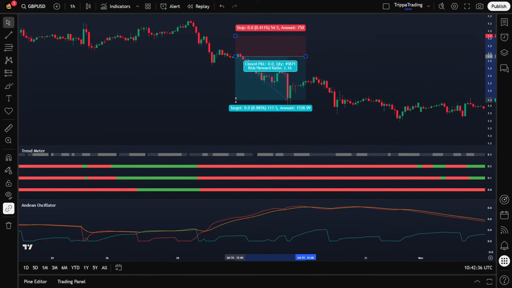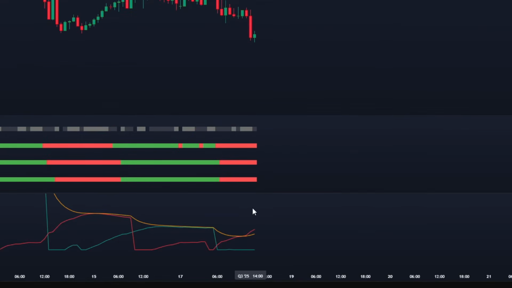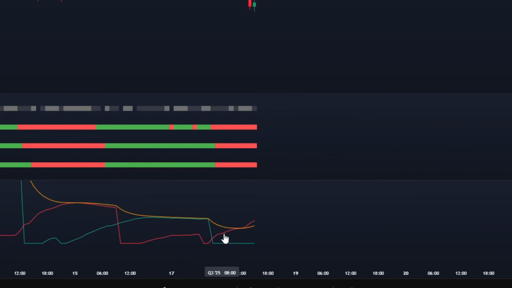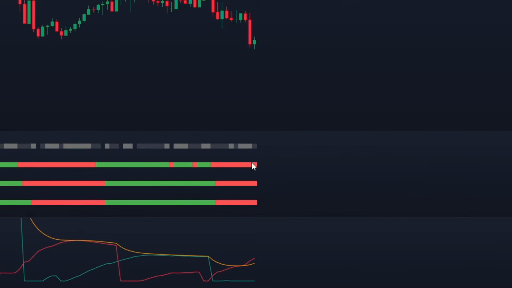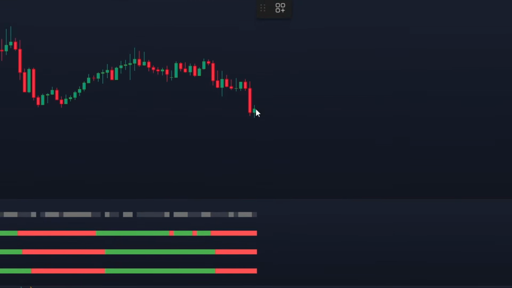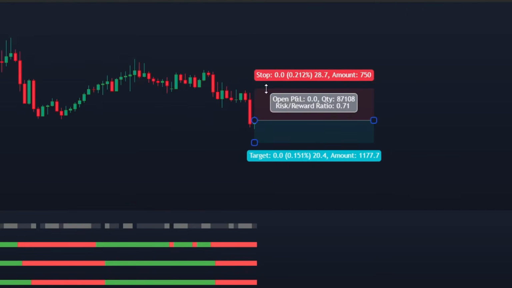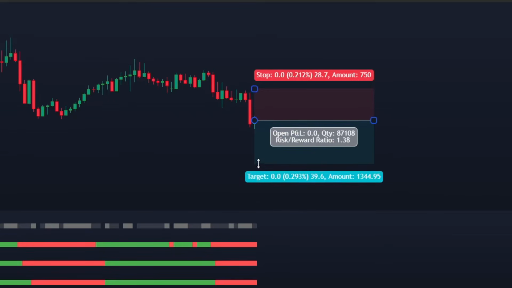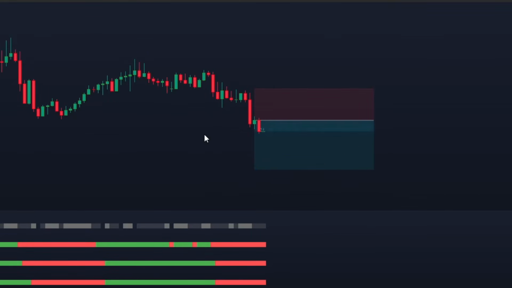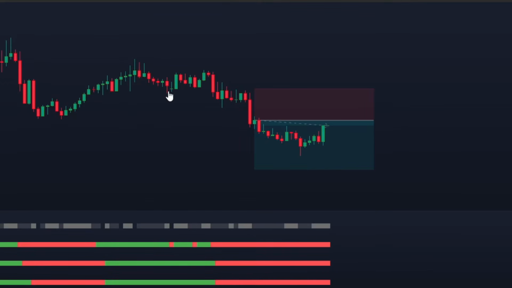Stop loss goes above the last swing high, and take profit again is 1.5 times the risk. Here's an example. You can see the red line cross above both lines in the Andean oscillator, trend shifts bearish, all the EMAs turn red, and the stochastic RSI turns dark gray. The setup is clean, the confirmation is clear, and we are confident that if we open a position here, the trade should move in our favor.